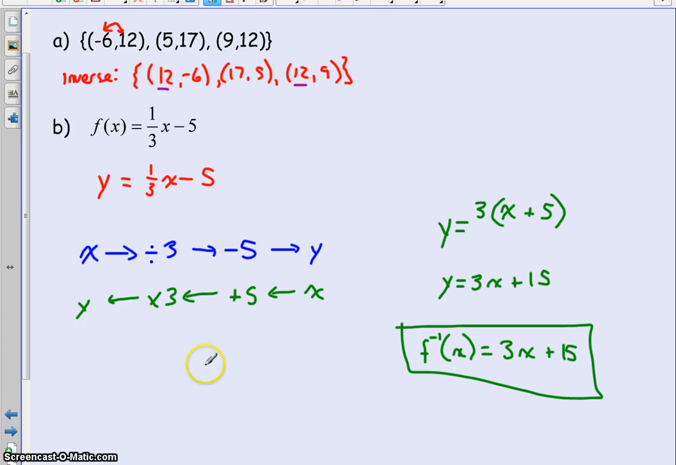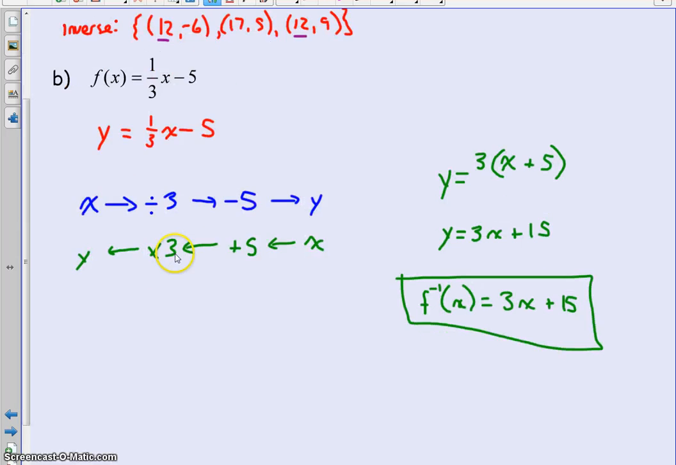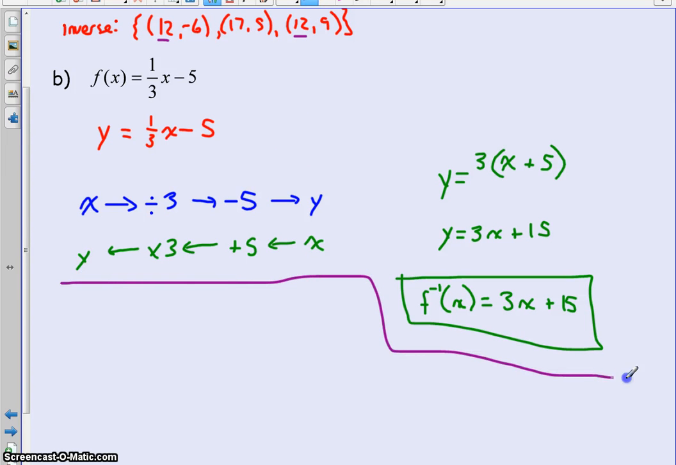Okay, and if you like this method, this will work most of the time. I'll talk about when it doesn't work in a second. But I'm going to show you another way of getting the inverse as well, just in case you like seeing a different method. So the other way you can do this is we can start with our original function here.